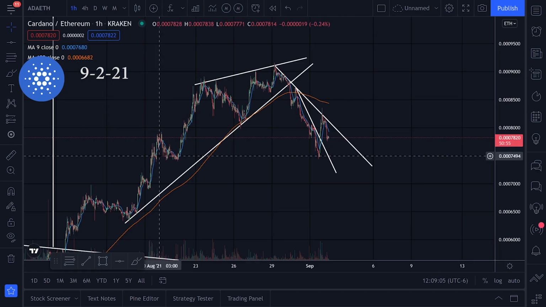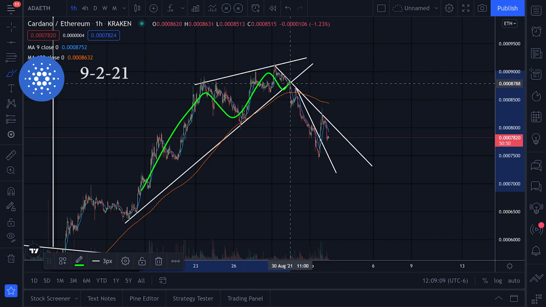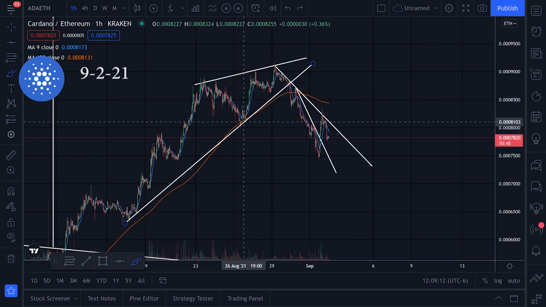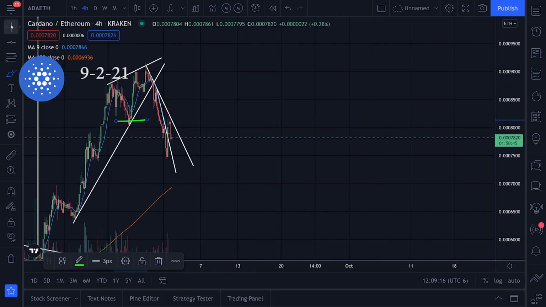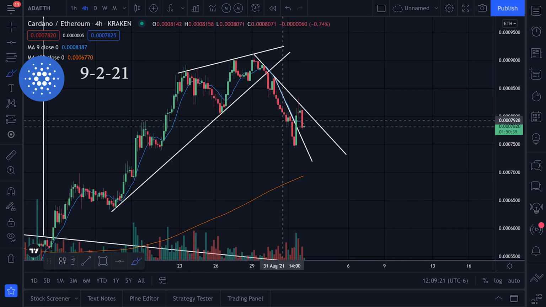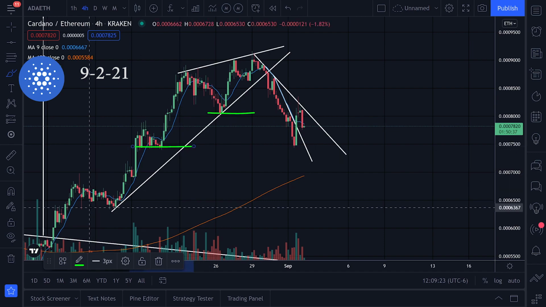Alright, so if we take a look at Cardano to Ethereum, we were looking at this rising wedge, something like that. We got a breakout to the downside right here. I was saying we need to watch previous support levels. Let's go to the 4-hour time frame so you can see a little bit better. I was saying we need to watch previous support levels right here, and right here.